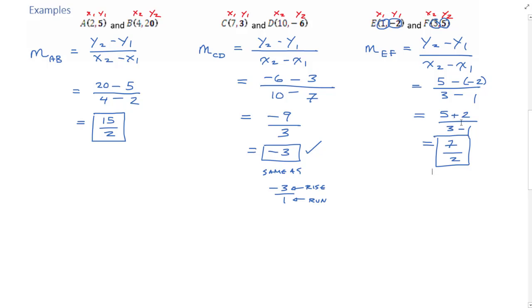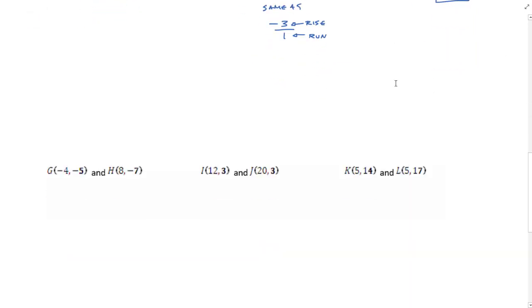All right, let's move down and look at a few more. So we've seen a basic example with A and B. We've seen an example where we can reduce with CD, and we've seen an example where we have a double negative with EF. So let's look at a few more examples here. All right, let's do G and H. Slope between G and H. Okay, so x1, y1, x2, y2.